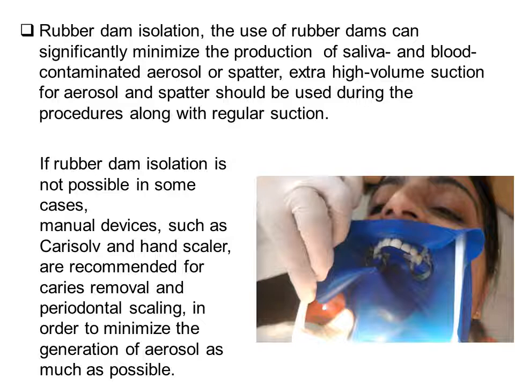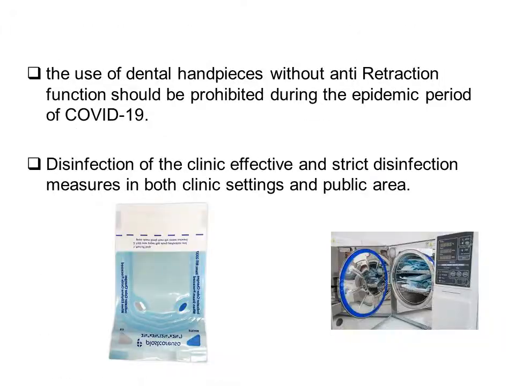Sometimes rubber dam is difficult to use for a patient, especially if they are handicapped or a child. So there is Kerisolve. It's an acidic gel that can really soften the dentine affected by caries and sterilize it from bacteria. Then with a hand scaler you can clean the area and restore the tooth. In this way we will reduce the aerosol generation as much as possible.